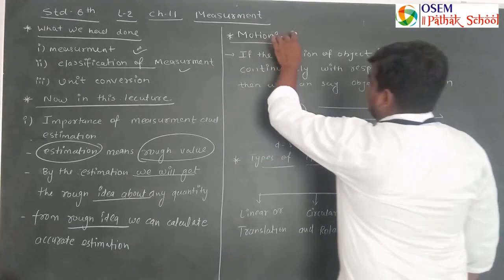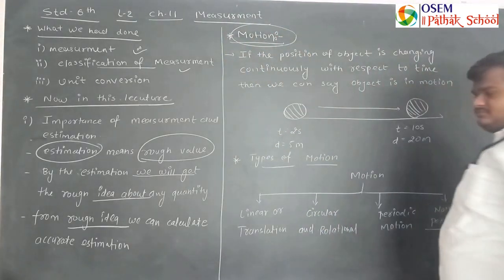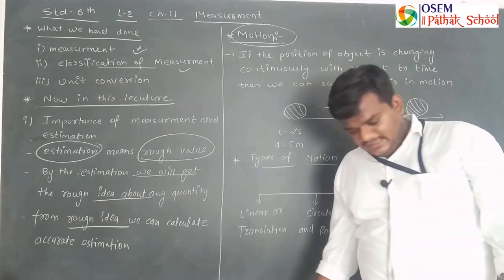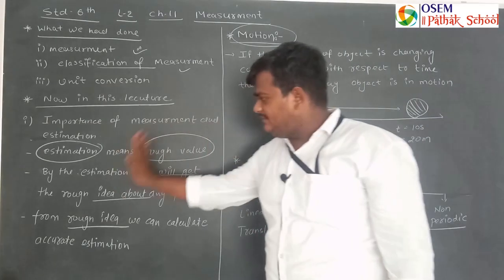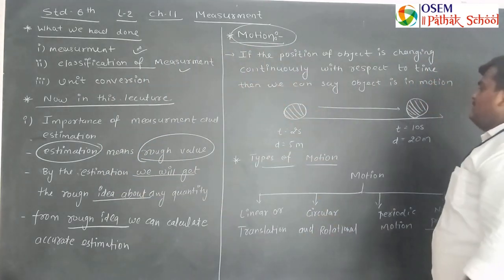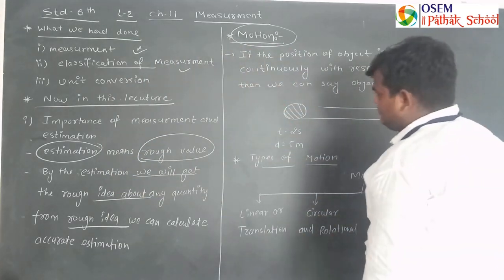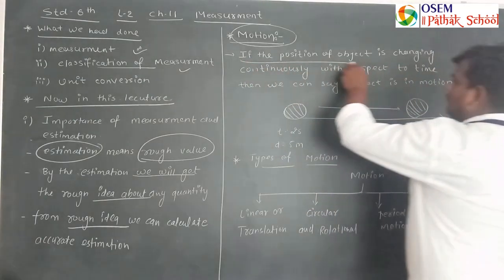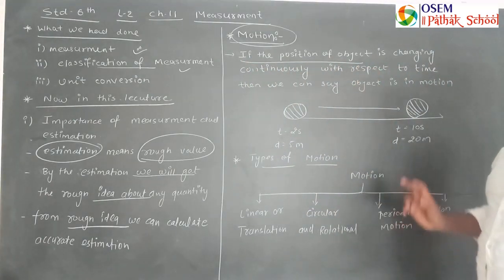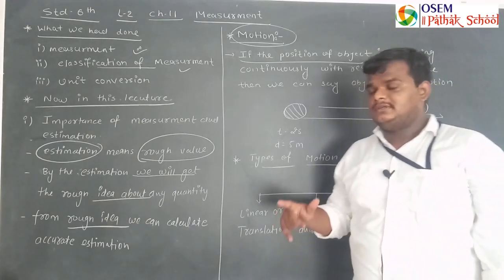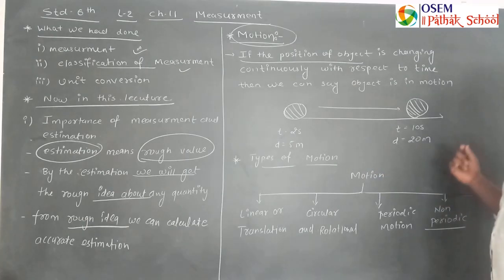Now another topic is motion. So in the measurement, motion is also included, and motion is completely different from this topic, measurement. So what is motion? What does motion represent? If the position of an object is changing continuously with respect to time, then we can say the object is in motion.